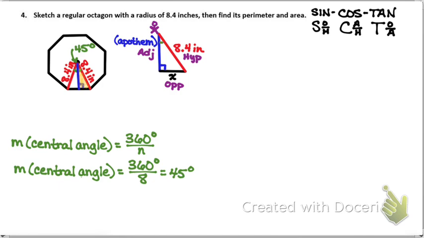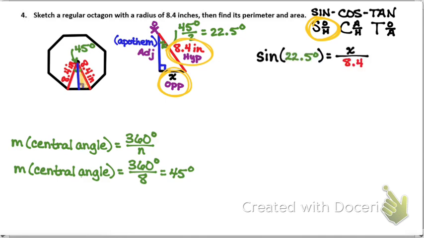We need to find the measurement of the angle where we're standing. That is going to be half of the measure of the central angle. Our central angle was 45 degrees, so we're going to take 45 and cut it in half. That gives us 22.5 degrees for that angle where we are standing. Then we want to find this opposite side. We know the hypotenuse, so once again, that means we're going to use the sine function to find that.